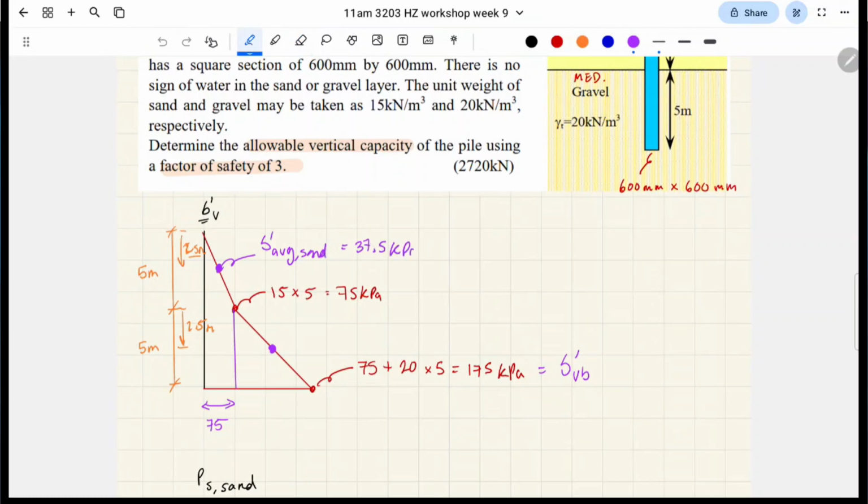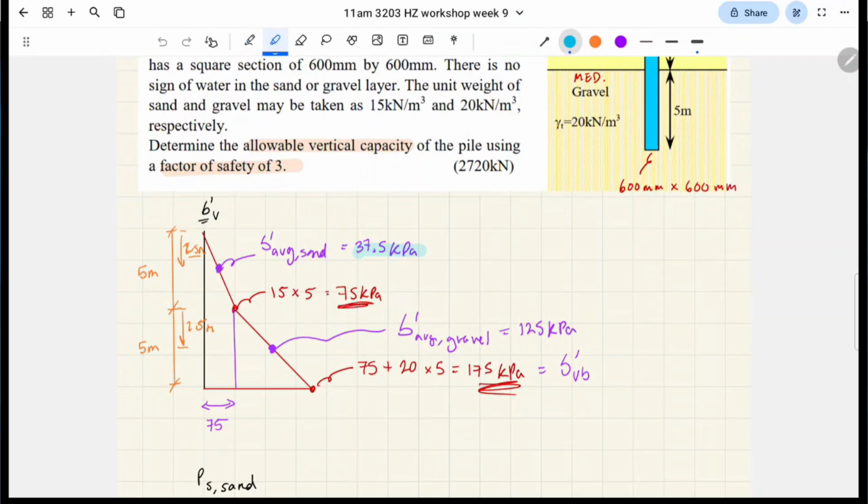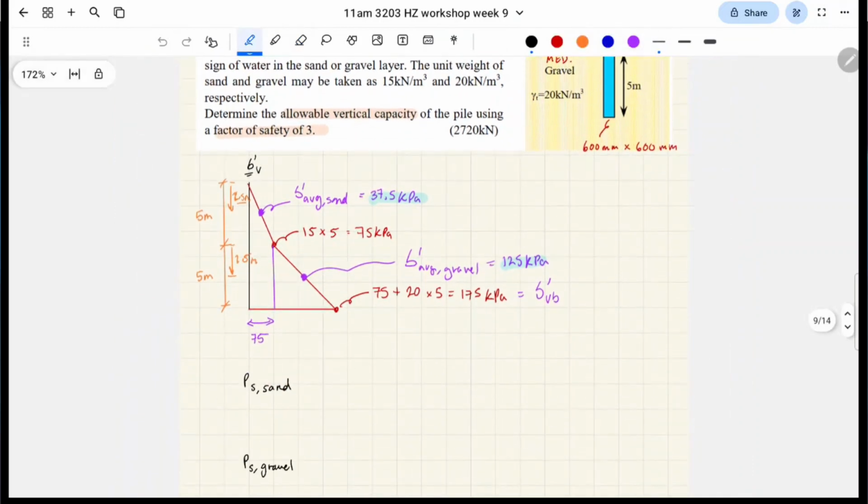That gives us 37.5 kPa. That's one of our values that we care about. The other value we care about is going to be the average of the gravel. Basically what we do is we take the average of these two numbers, right? So the average between 75 and 175 is going to give us 125. Now we have all of the numbers that we care about, and we move on.